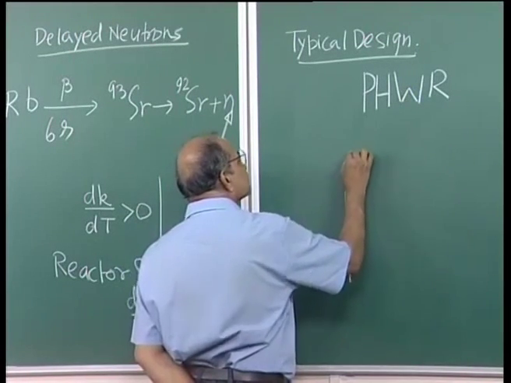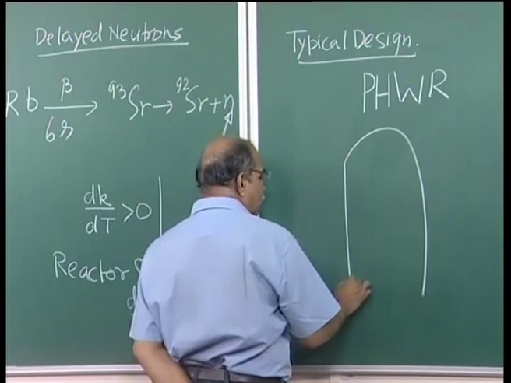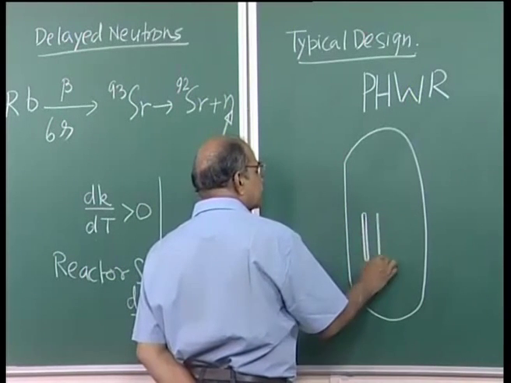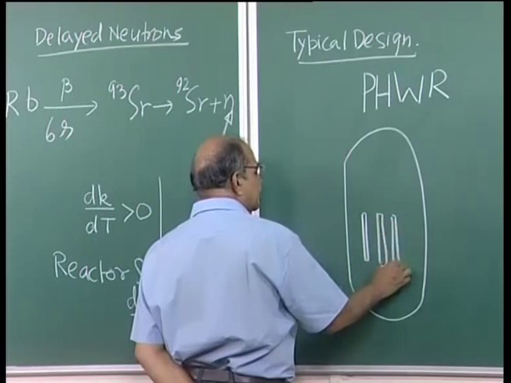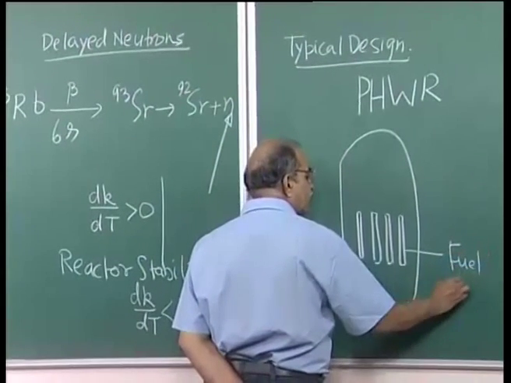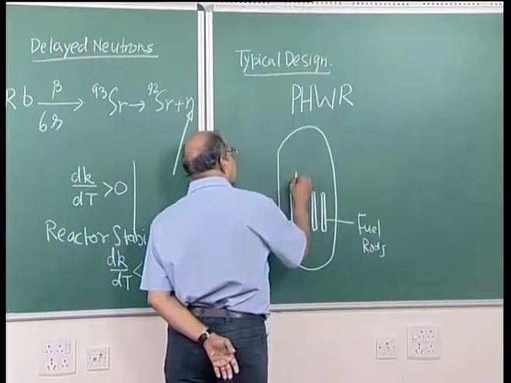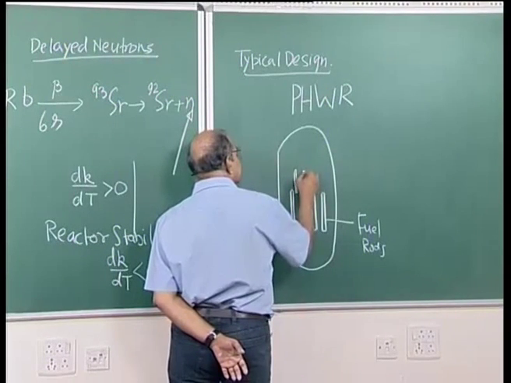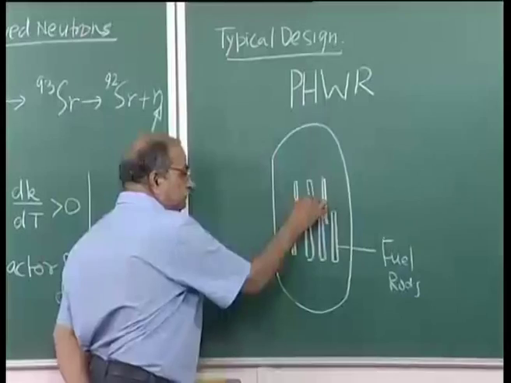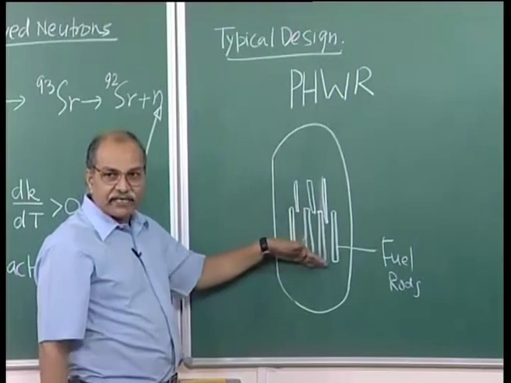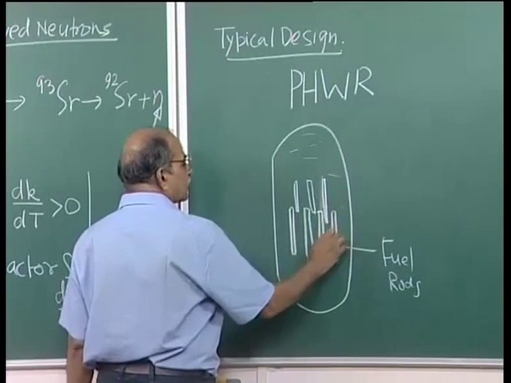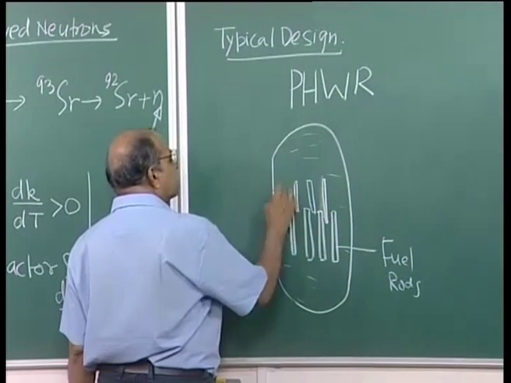say if this is the reactor core, which contains all those fuels and control rods. So, let me schematically say that these are the fuel rods. And these are those control rods. The control rods can be inserted in, can be taken out, and in this we put water or heavy water at very high pressure.